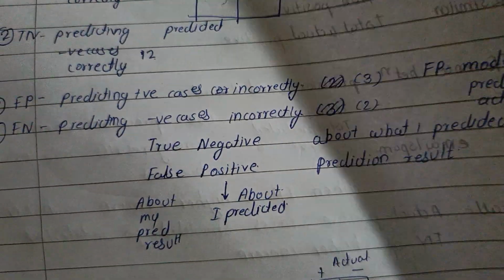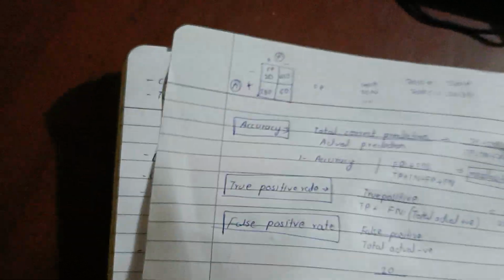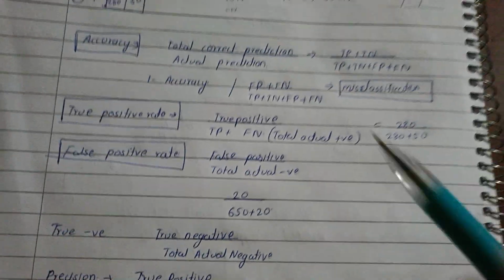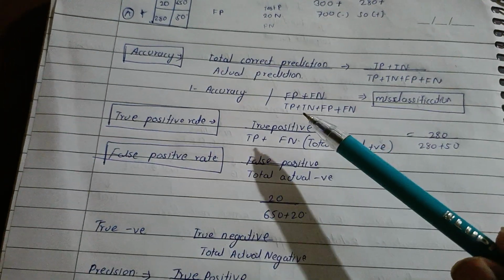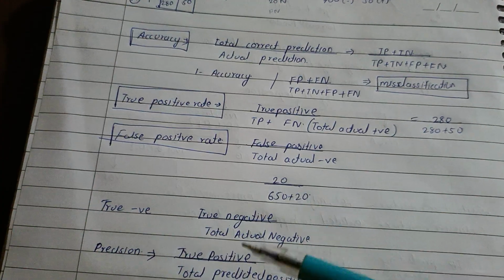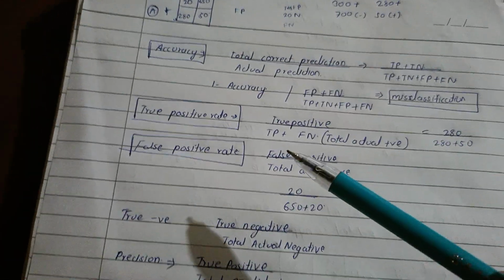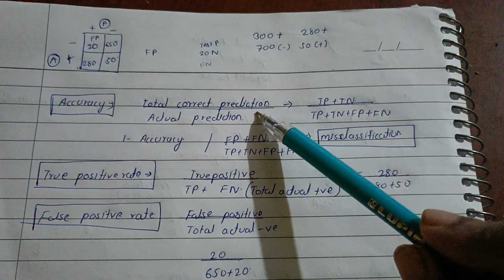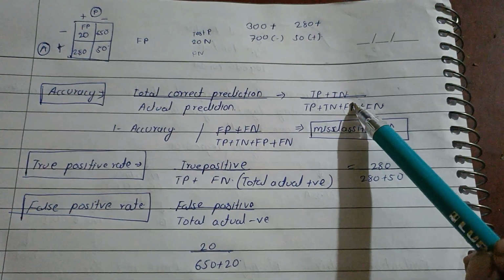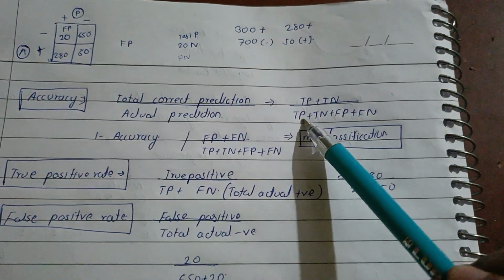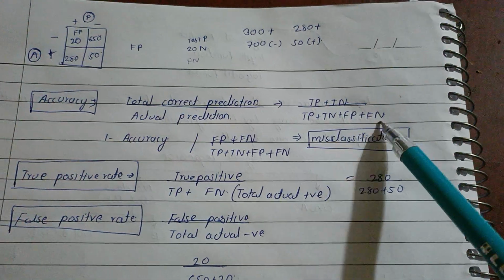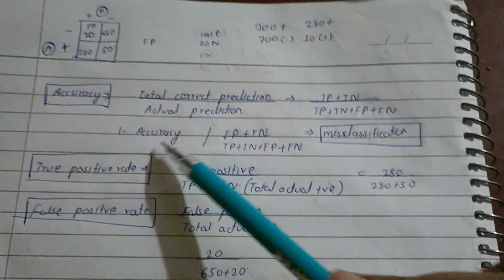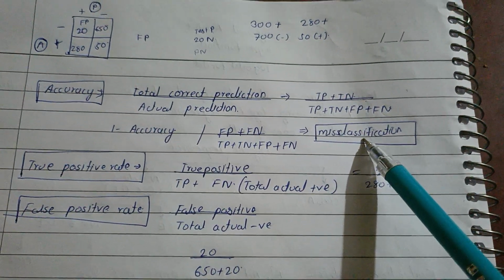Okay, so moving on towards our next metrics. These are certain things like accuracy, misclassification, precision, recall, and F1 score. So these are very easy terms. Accuracy is basically my total correct prediction. Total correct prediction is true positive plus true negative divided by all sorts of cases: true negative, true positive, false positive, and false negative. Okay, and 1 minus accuracy is basically my misclassification.